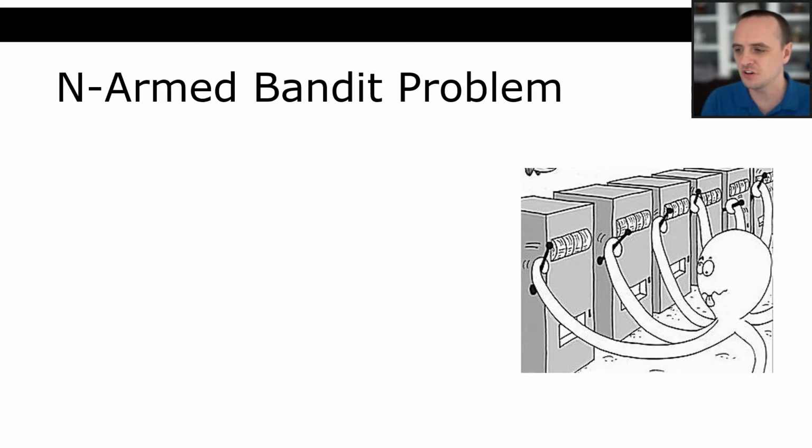Okay. So here's a great example. This is like the canonical example of exploration versus exploitation. And it is called the N-armed bandit problem. So down here, we have got an octopus pulling slot machine levers.